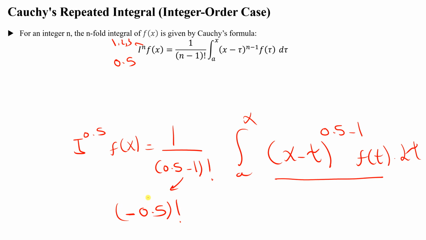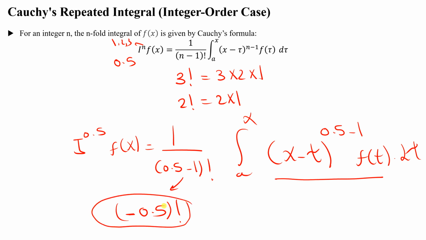So they thought, hey, this is factorial negative 0.5. What does this even mean, or how can I get this? Because we know factorial, let's say we have 3 factorial, means 3 multiplied by 2 multiplied by 1. 2 factorial is simply 2 multiplied by 1, and so on. So what does negative 0.5 factorial even mean? So what they did is that they used another formula in order to get this value. How? By using the gamma function.